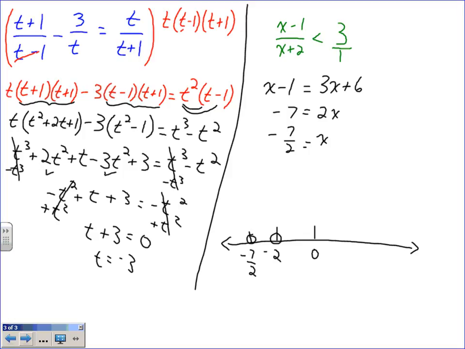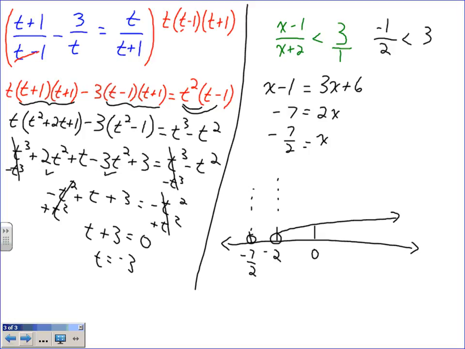All right. Now, how do we know? Is this a conjunction? Is it a disjunction? We test the intervals. It is the easiest way. Go to the original problem, put in 0 for x. 0 minus 1 over 0 plus 2. Is that less than 3? Yes. It worked. If one number to the right of negative 2 works, they all work. Okay? Let's try a number between negative 2 and negative 7/2.